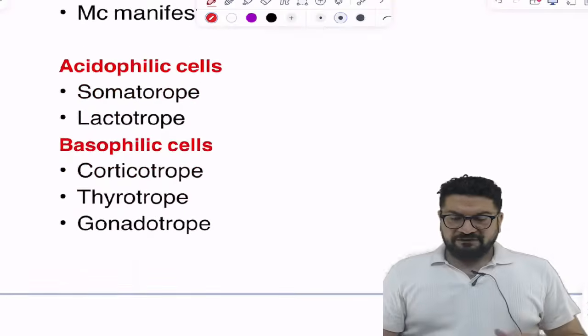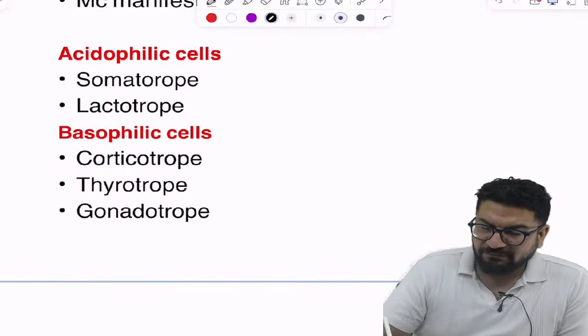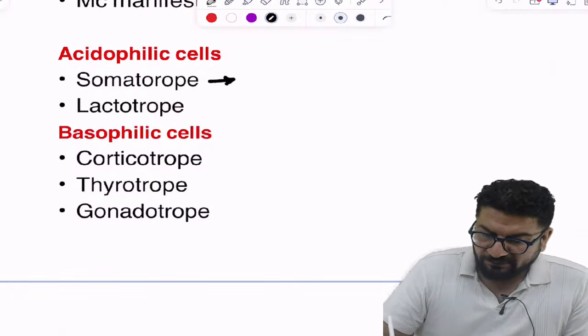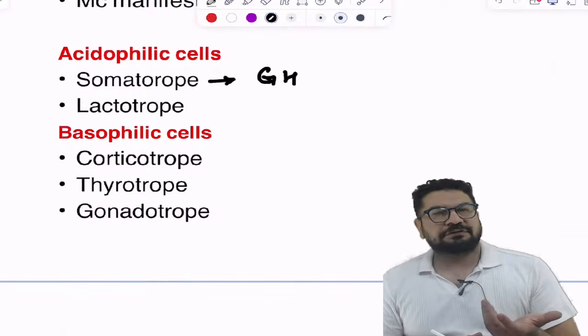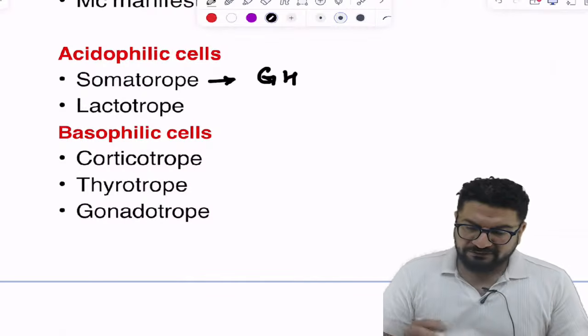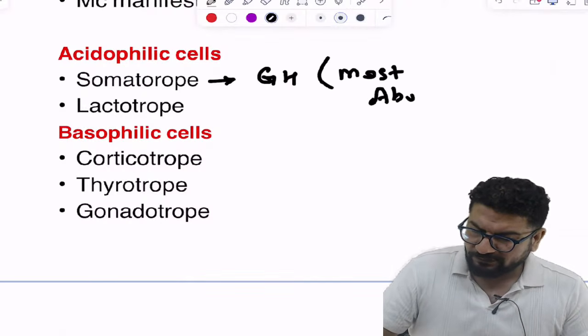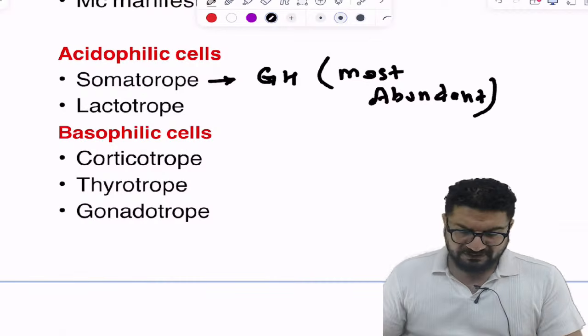So in the pituitary we have acidophilic cells and basophilic cells. Out of this, remember, the most abundant are cells called somatotrophs, and the somatotrophs will produce growth hormone. Like lactotrophs will produce your prolactin. So the most abundant will be somatotroph. So sometimes they ask you a question like all are basophilic cells except.